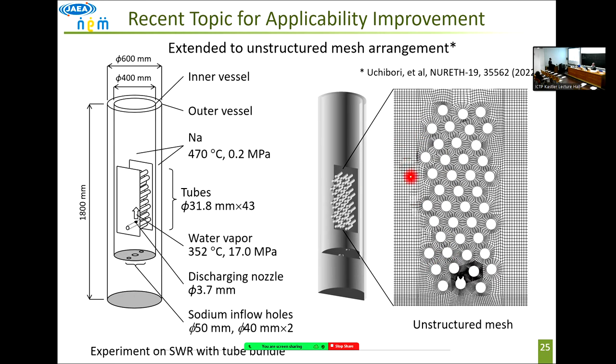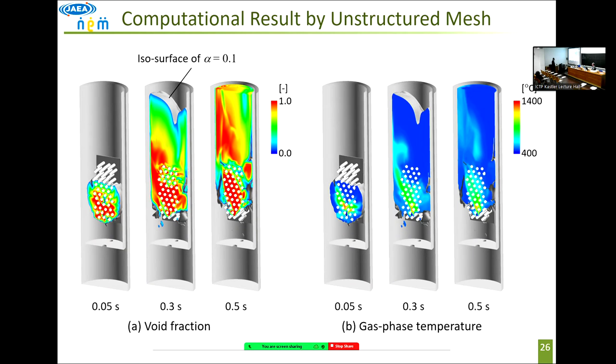And this is a typical layout. It's almost the same as the steam generator in Monju, but it's just helical and copy. And from the viewpoint of the experiment, it is quite difficult to use that real helical shape. So that's why in the experiment, just separate straight tubes were used. And here is some experimental, computational result of the volume fraction of the fluid and temperatures.